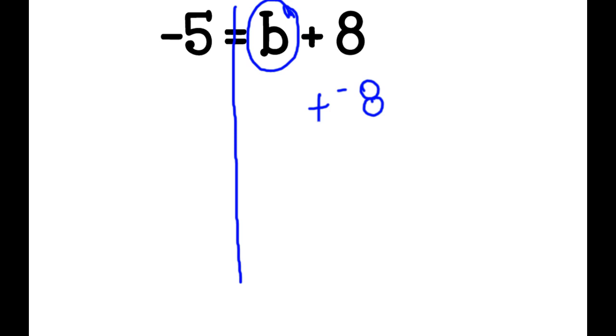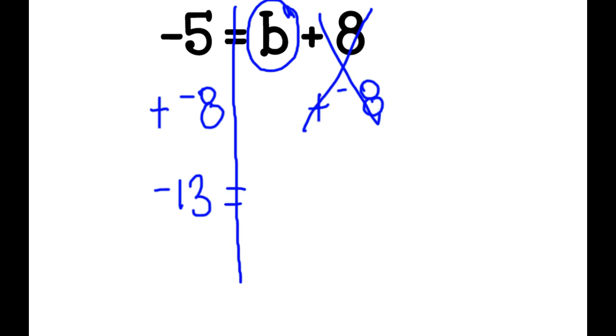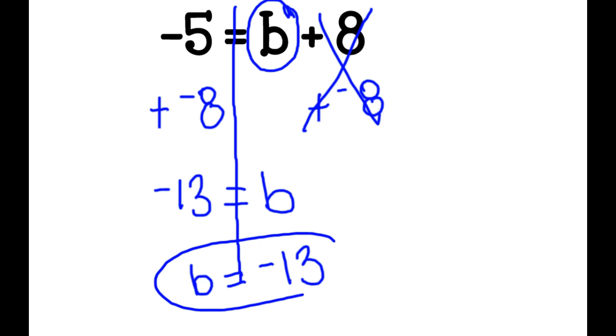And what you do to one side, you must do to the other. So we add a negative 8 to the other side. And we have negative 5 plus negative 8, which is negative 13. And these cancel out. And I'm left with b. Now, I always, for some reason, I'm just a math nerd, and I always have to write my variable first, so I would rewrite it as b equals negative 13.